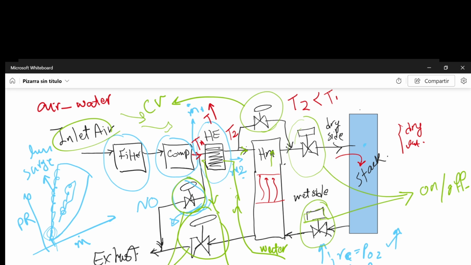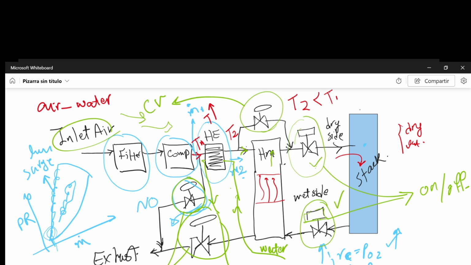Even if it's possible to shut down the stack, during that time it damages the stack, the membrane and the catalyst layer. That's why they are important, especially if we are not going to use the stack for a long time, so it prevents air or pollution from entering the stack. That's why it's important to have these two valves, the inlet and outlet isolation valves.